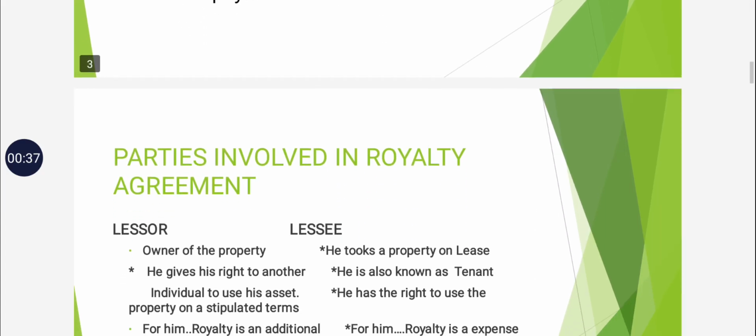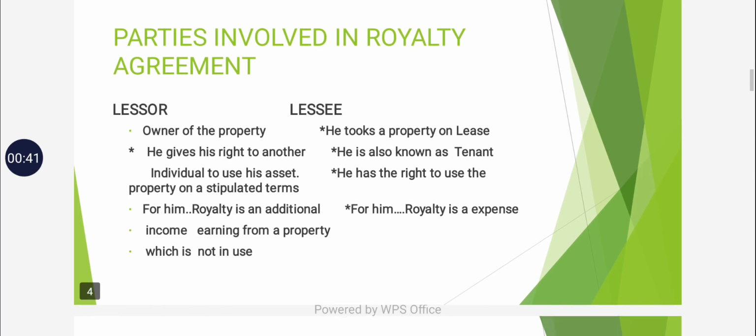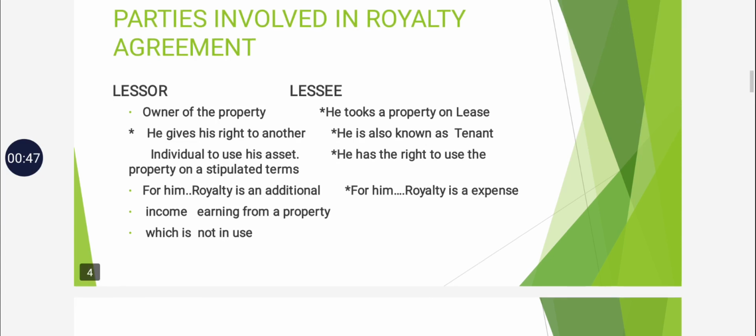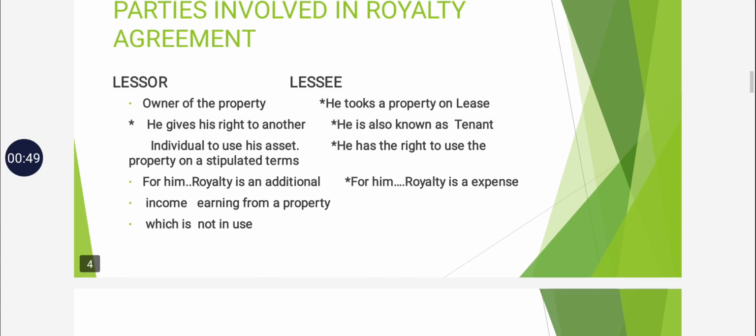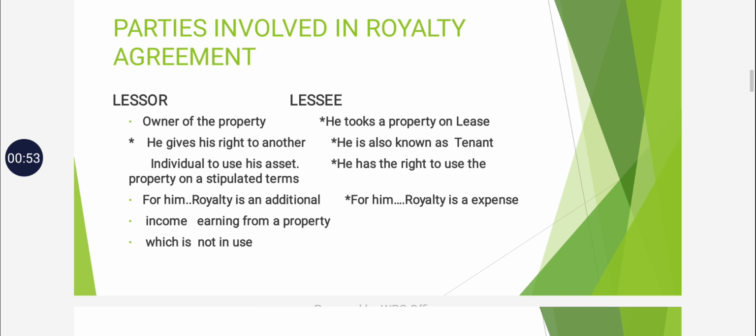The major parties involved in a royalty agreement are the lessor and the lessee. Lessor means the owner of the property, whereas lessee means the one who takes a property on lease. He gives his right to another. He is also known as tenant. And the tenant will get the right to use the lessor's property on stipulated terms.